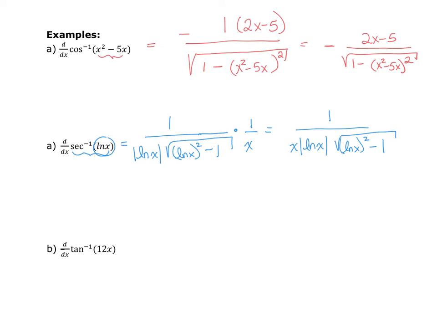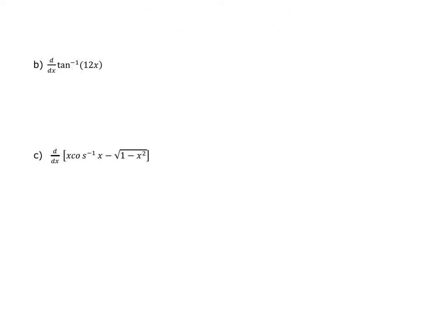Let's take a look at another example. Here we have the derivative with respect to x of the inverse tan of 12x. The derivative in general of the inverse tangent of x is 1 over 1 plus x squared. So in this case, we get 1 over 1 plus 144x squared. And then using the chain rule, we want to multiply by the derivative of that inside function, which is just 12.